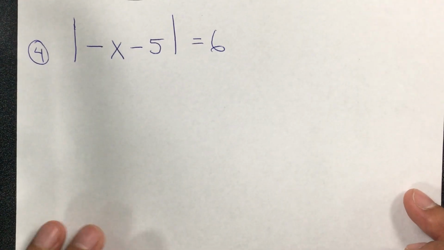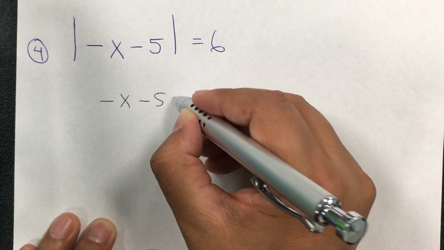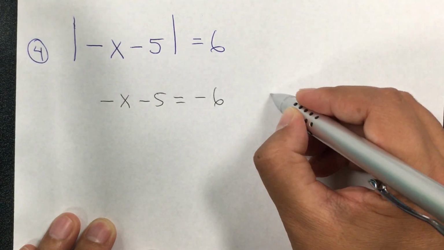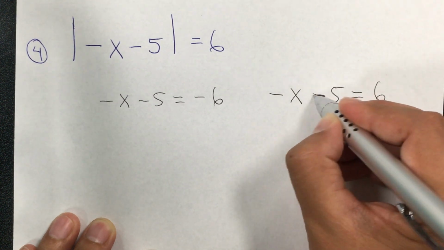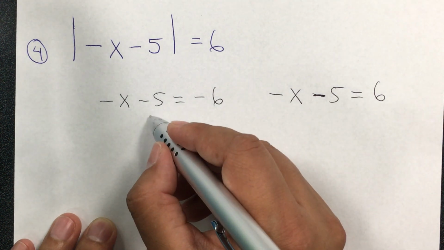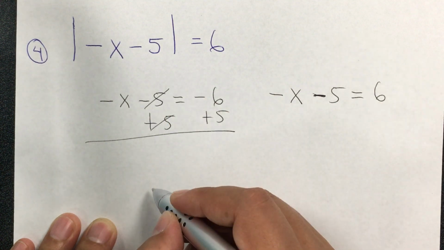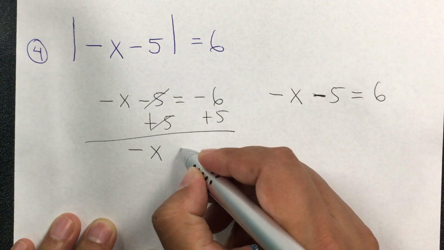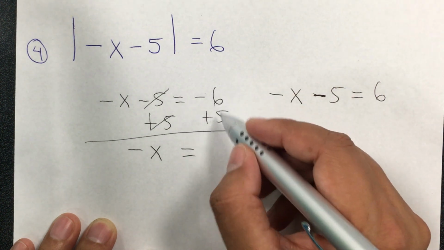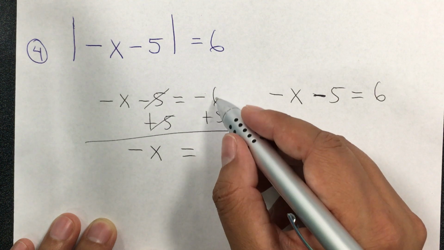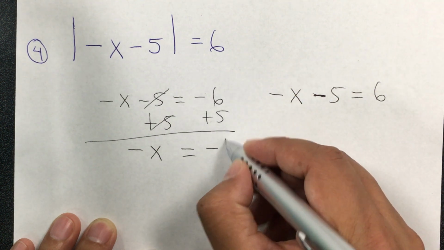Okay, number 4. Negative x minus 5 equals negative 6. Negative x minus 5 equals positive 6. So the first step, we add 5 to both sides. We get negative x equals different signs, so we subtract. When there are different signs, we subtract and keep the greater sign. It's going to be negative 6 minus 5 is 1.